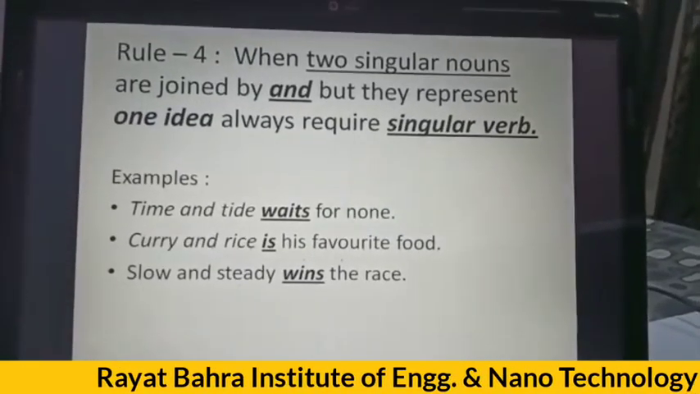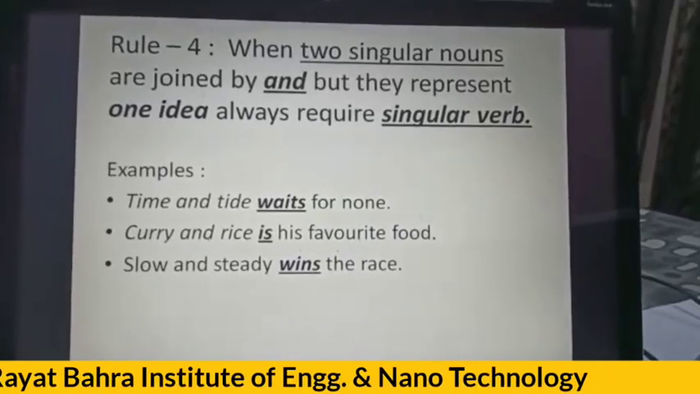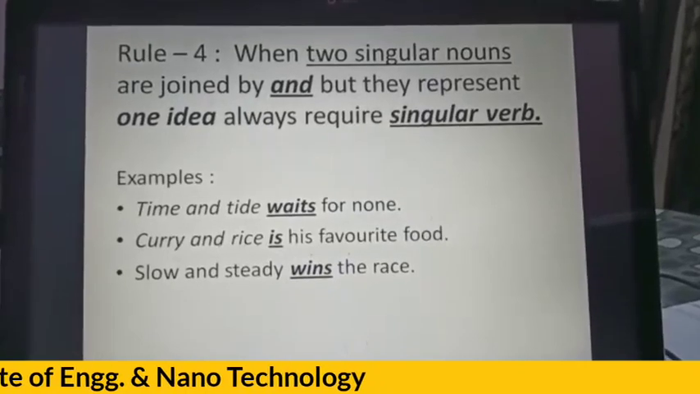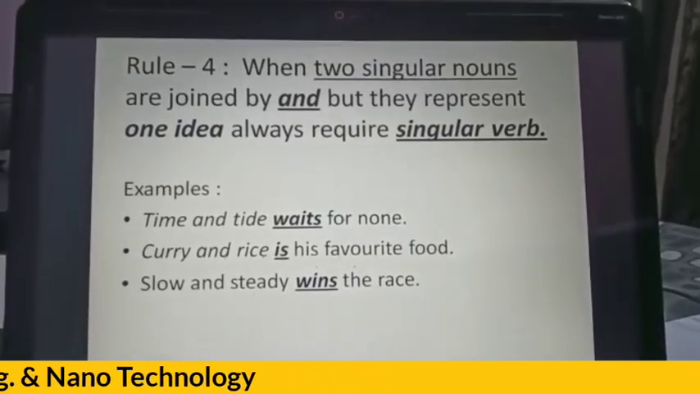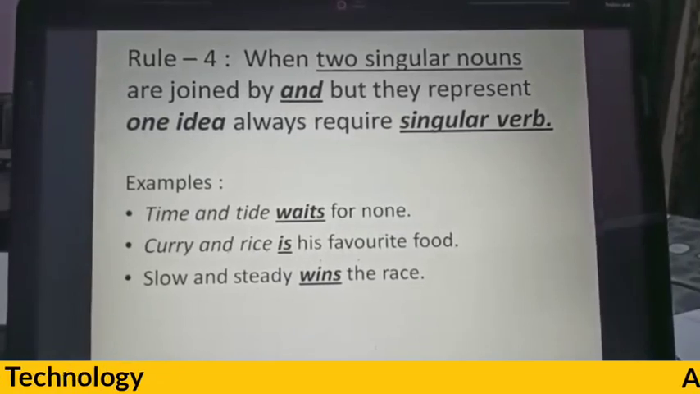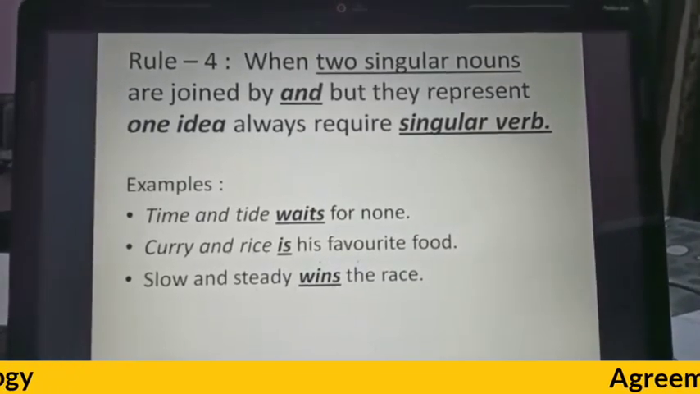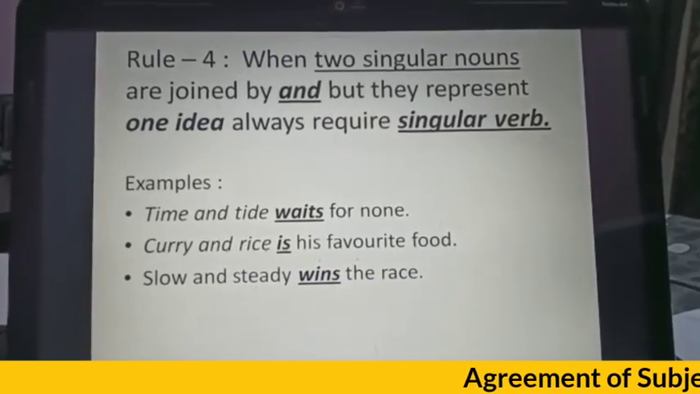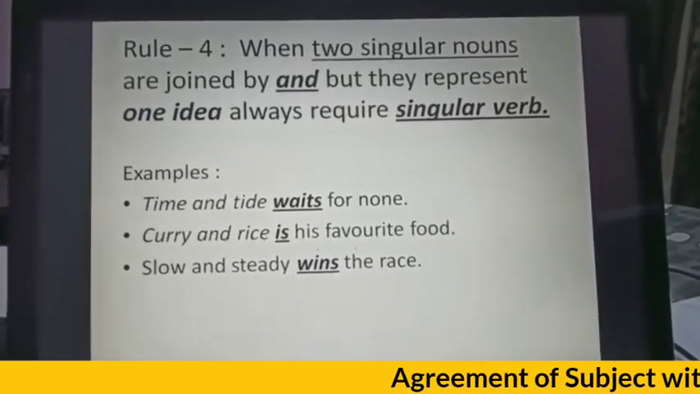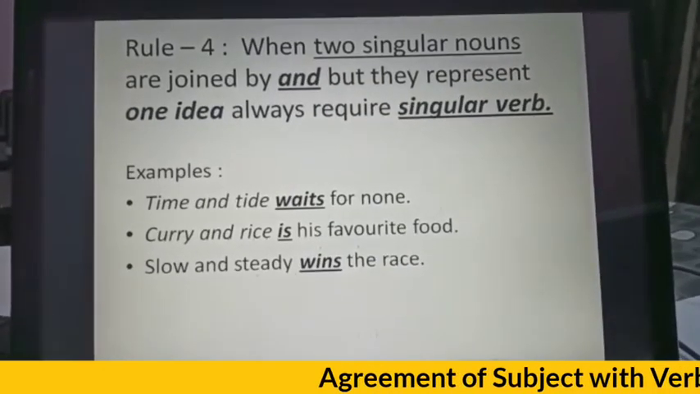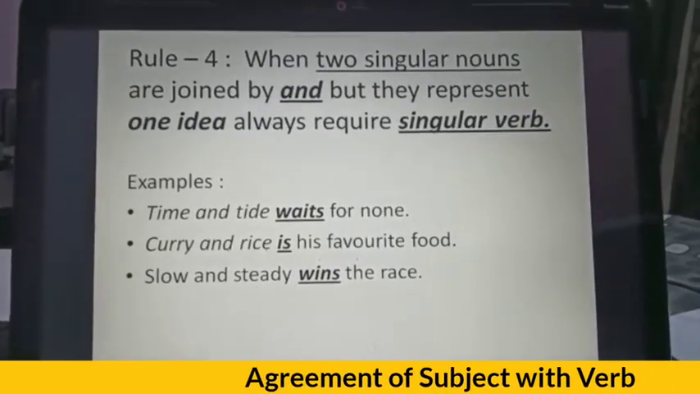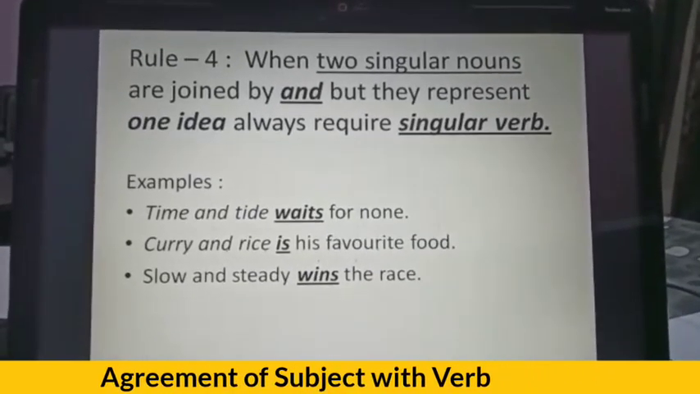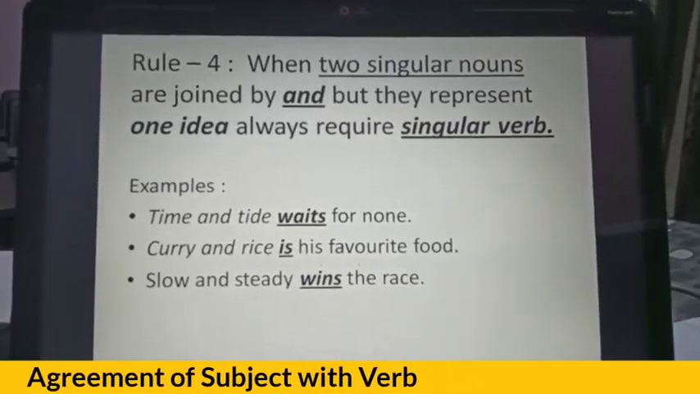Rule number 4. When two singular nouns are joined by and and they represent one idea, they always require a singular verb. This is very much closely associated with the previous rule, but with the difference that two things have been referred to here, time and tide, but these two things refer to the same object, and they signify the same idea. Curry and rice is his favorite food. Slow and steady wins the race. So these pairs of words signify one idea, so they always agree with a singular verb.